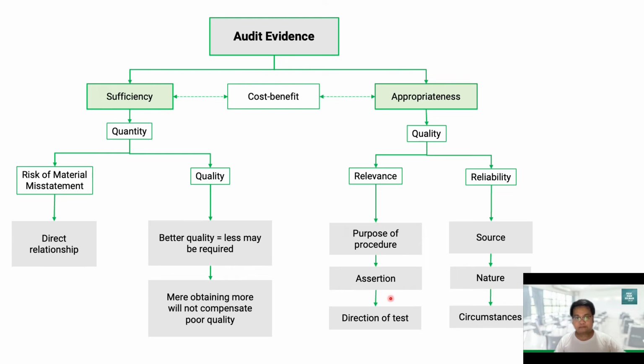we are testing. So for example, if we are testing the assertion of rights and obligation, then only that evidence that would address the assertion that we are testing, rights and obligation, would be relevant in assessing the quality of that evidence. So if the evidence would not support the rights and obligation assertion of the client, then that evidence would have low quality or poor quality with respect to the assertion that we are testing.